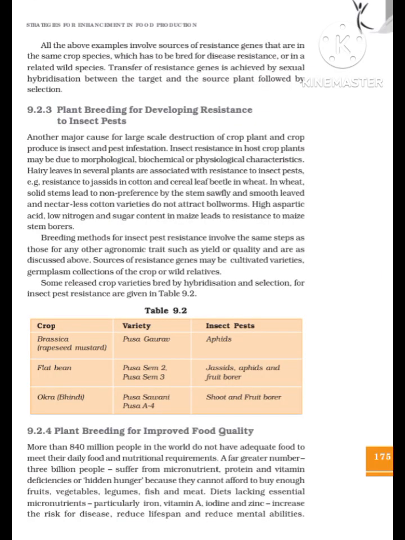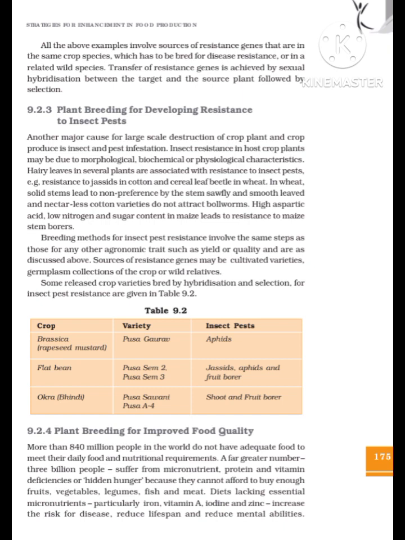All the above examples involve sources of resistance genes that are in the same crop species, which has to be bred for disease resistance, or in a related wild species. Transfer of resistance genes is achieved by sexual hybridization between the target and the source plant, followed by selection.